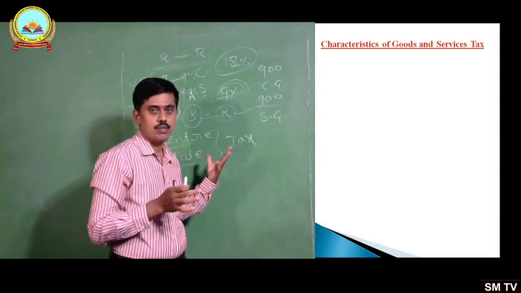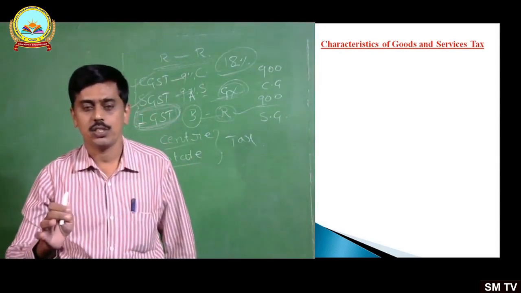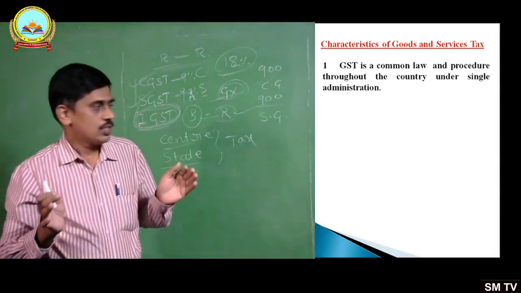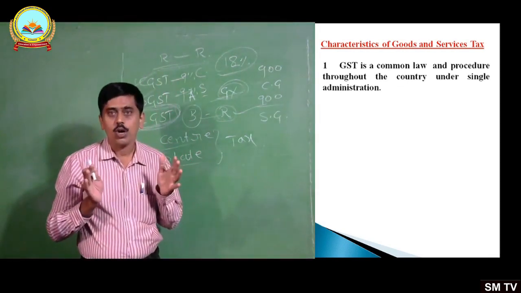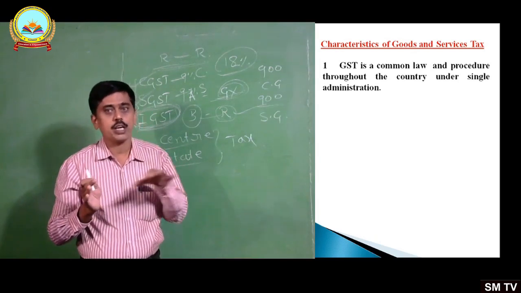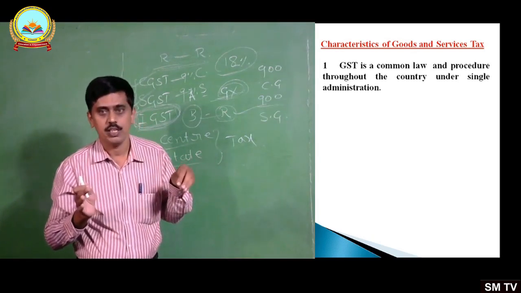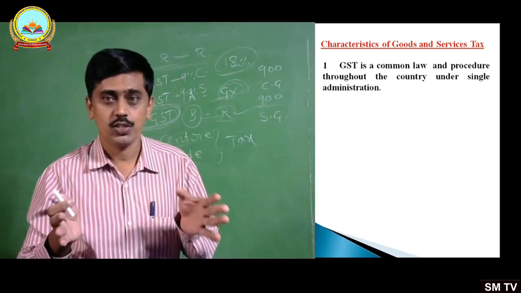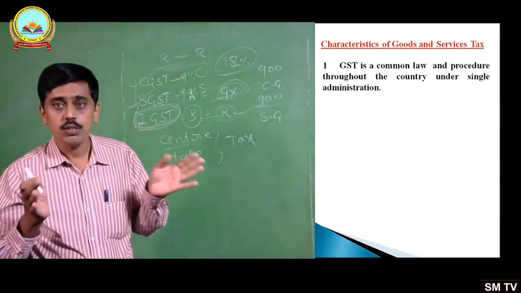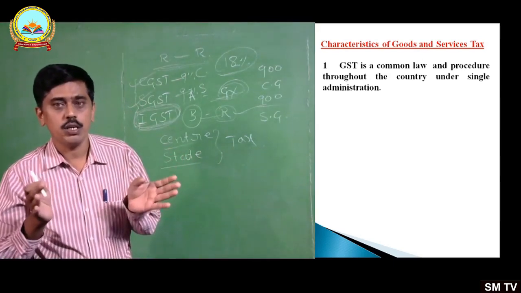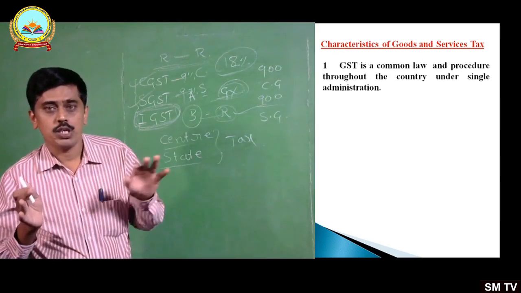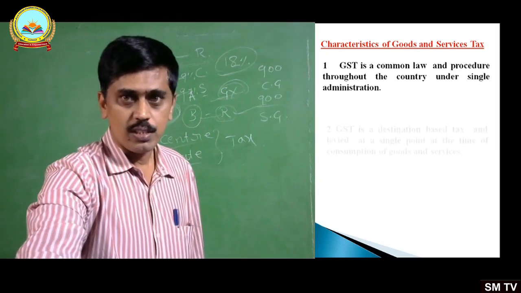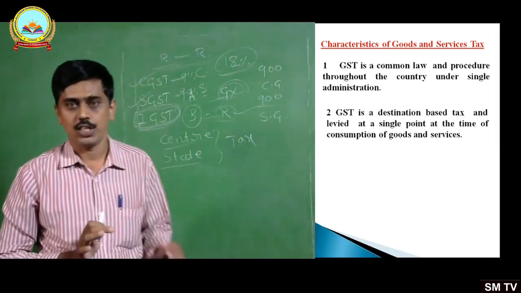Next, let's move on to see in brief one or two characteristics. Already we have discussed some. In brief, let me touch on 2-3 characteristics. One is, GST is a common law and procedure throughout the country under single administration. That's why the very name, one country, one tax. GST is a common law. There is no discrimination. It applies to all. That's one characteristic feature of this GST.